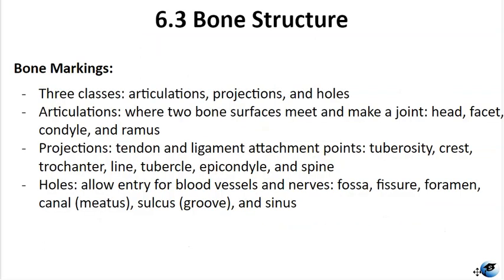The surface features of bones, or bone markings, vary by location and function and include articulations, projections, and holes. Articulations mark points where bone surfaces meet, such as a head, which is a widened proximal end supported by a narrow neck, and facets and condyles, which are smooth and rounded articular surfaces. The ramus contributes to joint structure. Projections serve as attachment points for tendons and ligaments.